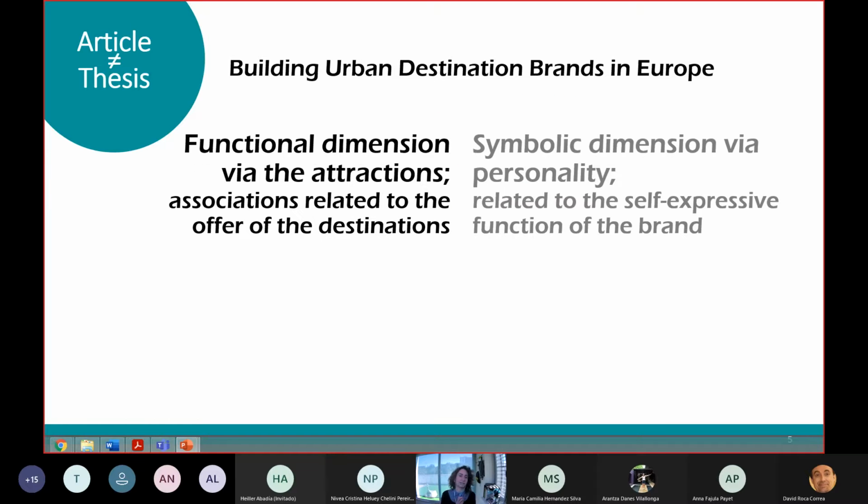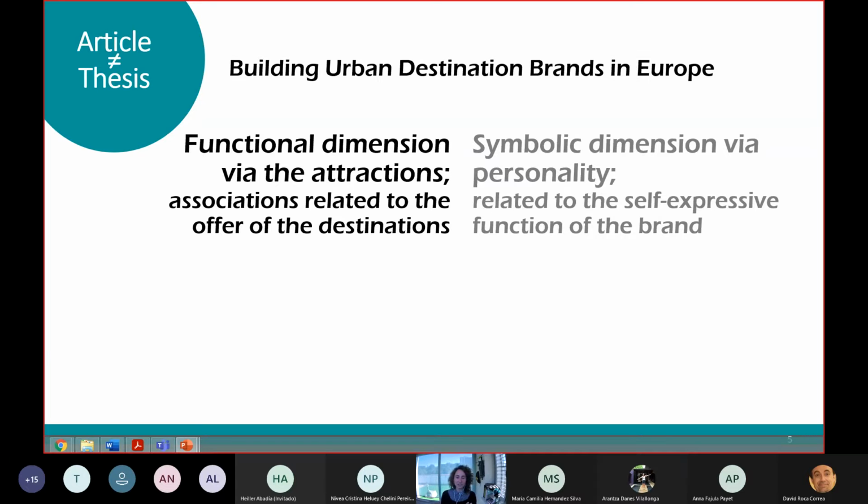So on one side, I had the functional dimension, and on the other side, the symbolic dimension. Two elements that lived together in the brand, but they were really different in nature. On the symbolic dimension, my focus was on brand personality, which is related to the self-expressive function of the brand. So the character that a brand would have, which you'll see is not something tangible. Okay, but I will not talk about this today.